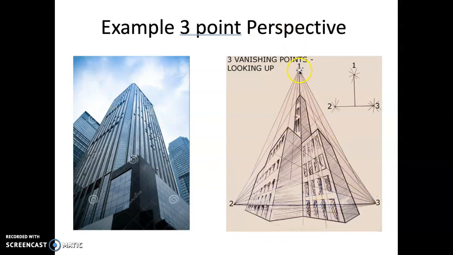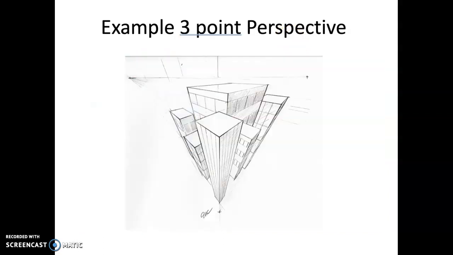So the point is on the top in this illustration. Here's the opposite example of where the point is at the bottom. So you have extreme foreshortening here on the bottom to show that it's very, very high.